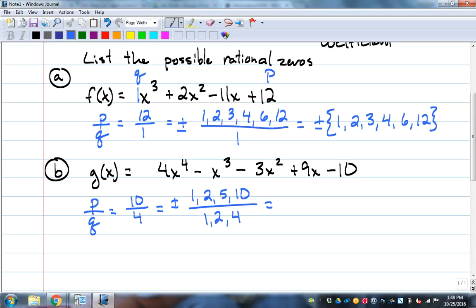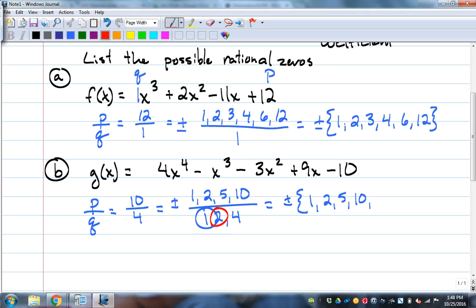That takes care of the 1. And then we're going to do 1 over 2, 2 over 2, 5 over 2, 10 over 2. And then we'll do 1 over 4, 2 over 4, 5 over 4, 10 over 4. And reduce all those ratios. And don't write any repeats. Okay, so let's start with the 1. That gets us plus or minus 1, 2, 5, and 10. That's everybody that goes with the 1.